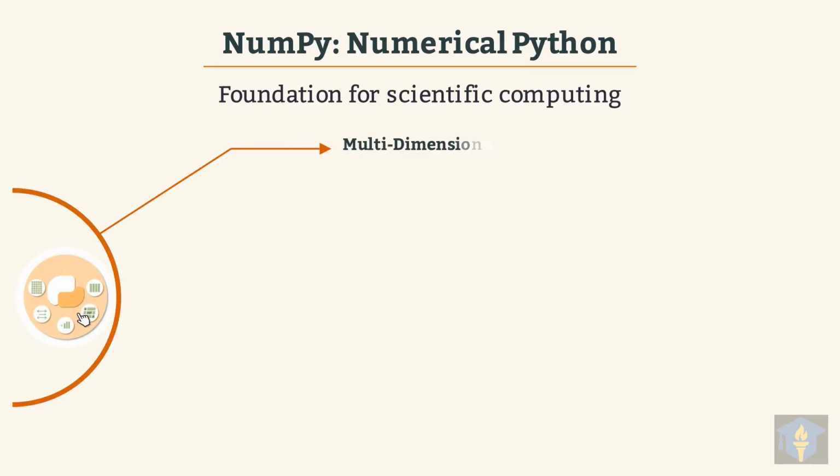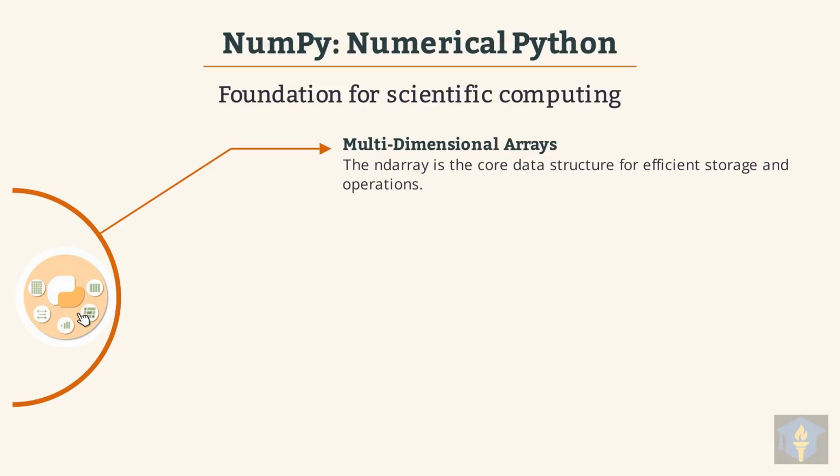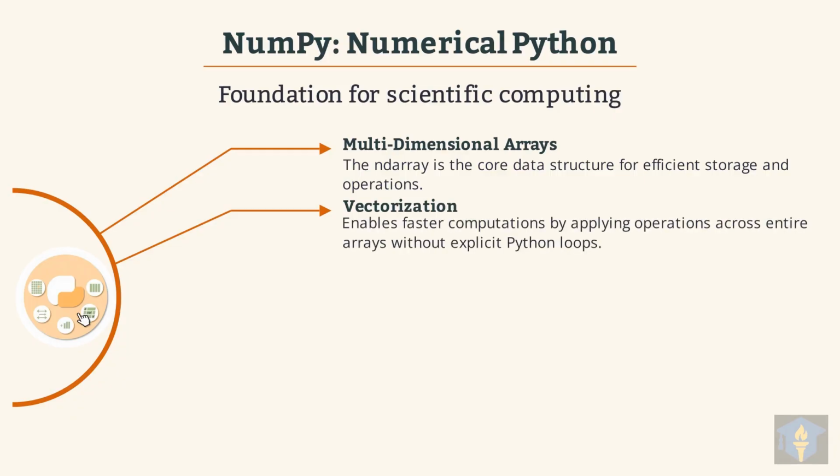A key feature is its support for multidimensional arrays, which are incredibly versatile for various data types. The n-dimensional array, or ndarray, is NumPy's core data structure, designed for efficient storage and operations on large datasets. NumPy excels at vectorization, which is a powerful technique for speeding up computations significantly. Vectorization performs operations across entire arrays without needing explicit Python loops, making your code much faster.